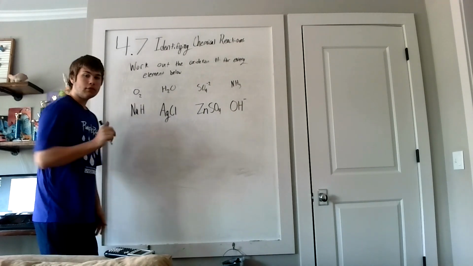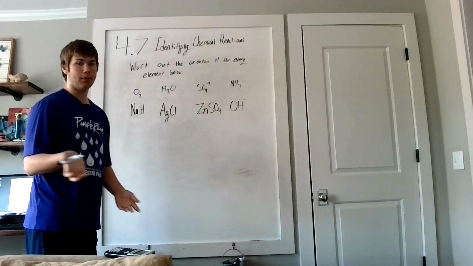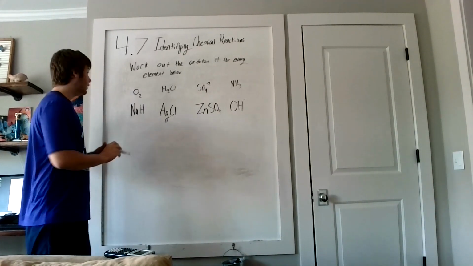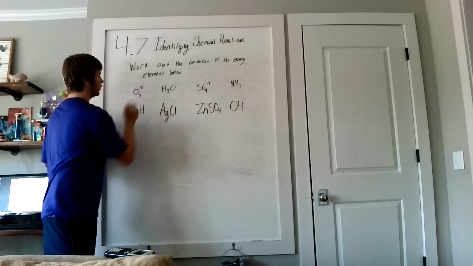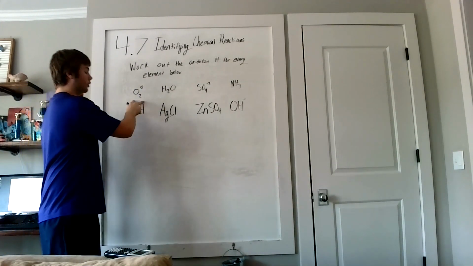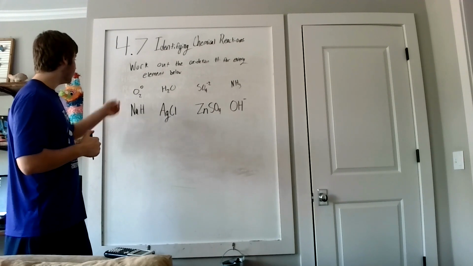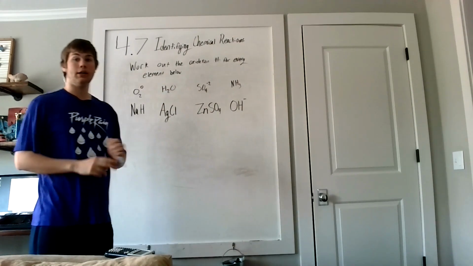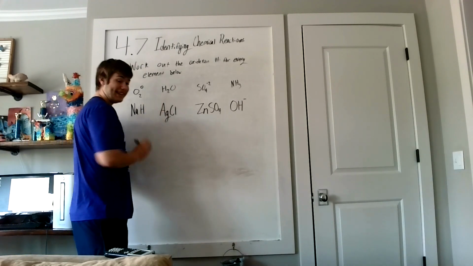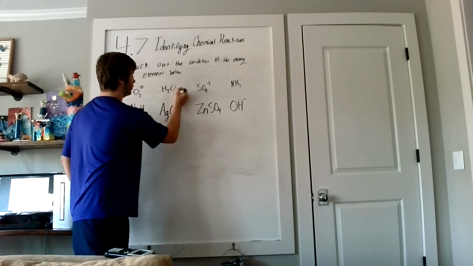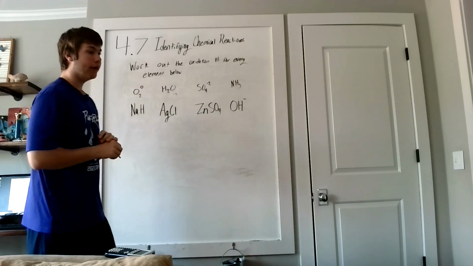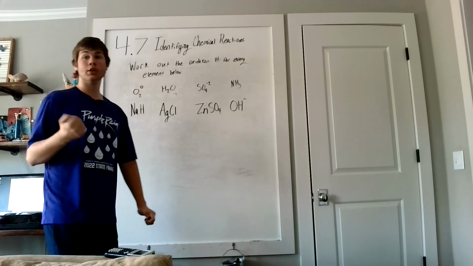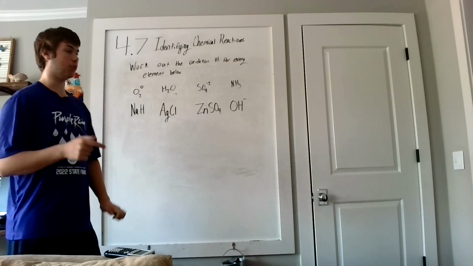So, any element in its elemental form, especially diatomic elements, will have an oxidation number of 0. So oxygen, or O2, is just 0. That's its oxidation number. Now when oxygen is bonded to anything, its oxidation number is -2. Hydrogen, when bonded to a nonmetal, has a +1. When bonded to a metal, it's -1.